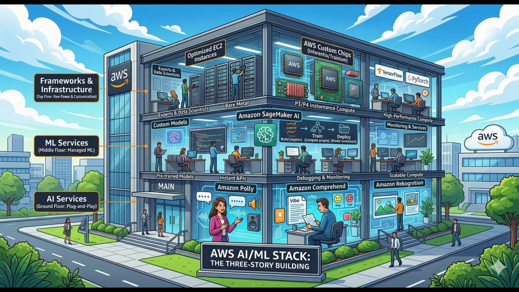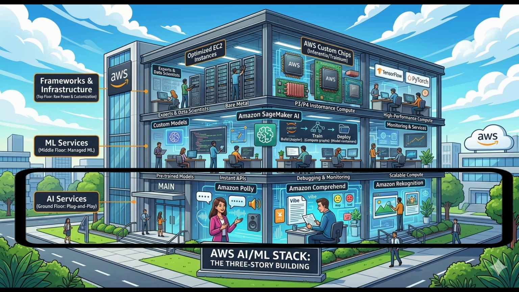Now, if you are looking at the AWS AI ML stack, think of it like a three-story building. The first floor, it's the AI services. These are the plug and play. They are predefined and ready to go. Think Amazon Polly for turning text into speech, or Comprehend for reading the vibe and sentiment of a document.